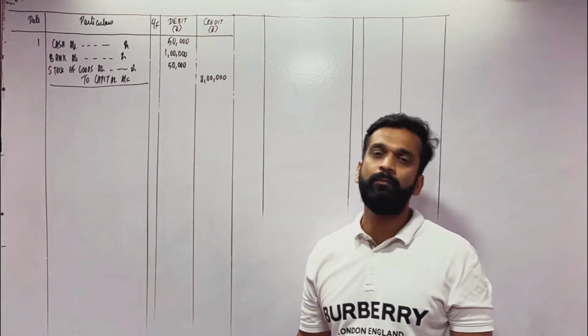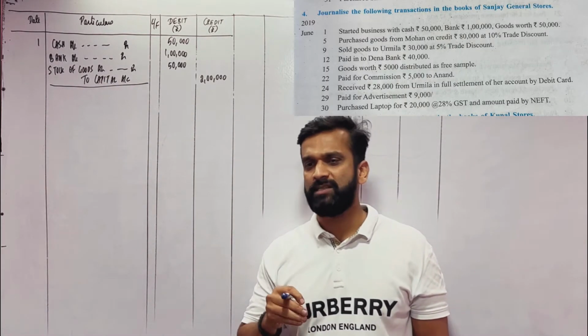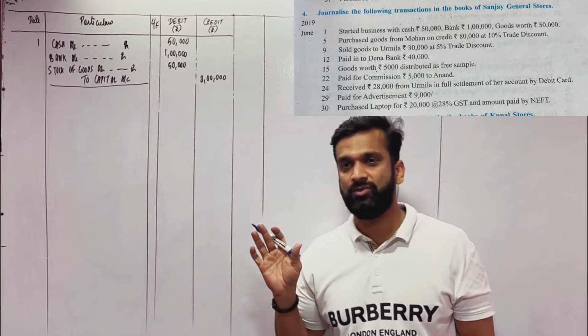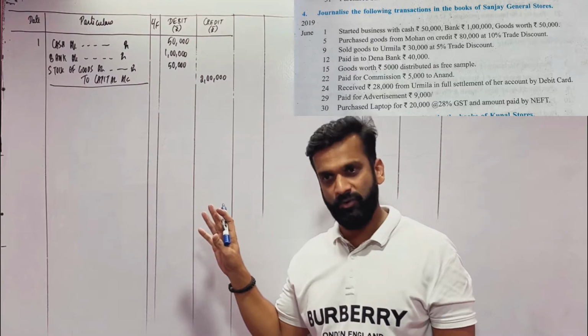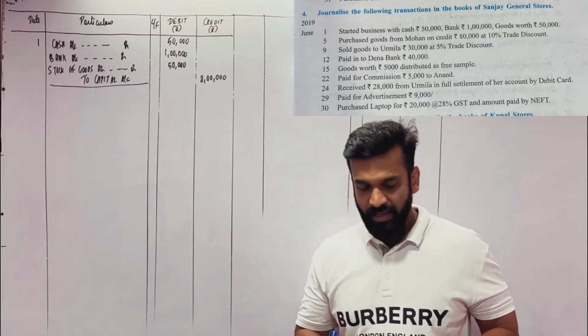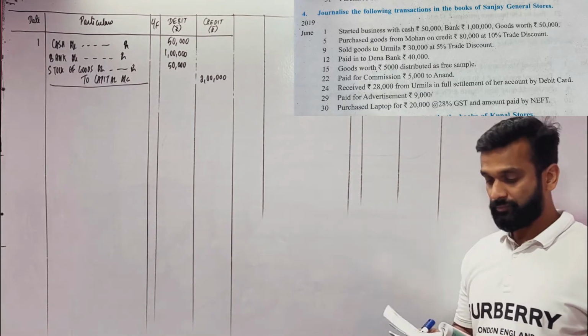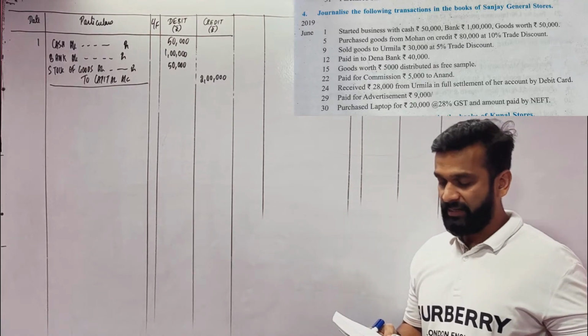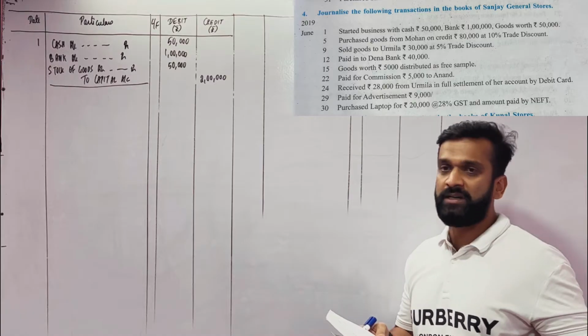You can write the narration. The narration will be: started business with cash, bank and stock of goods. Okay, I am not writing the narration here. Okay, moving ahead to the second entry. Second entry is written as purchase goods from Mohan on credit 80,000 at 10% trade discount.